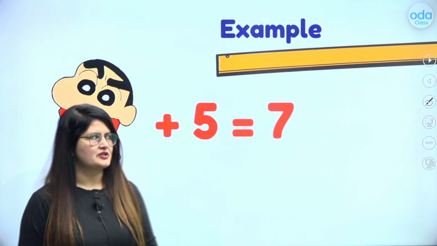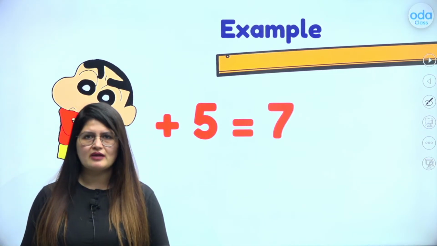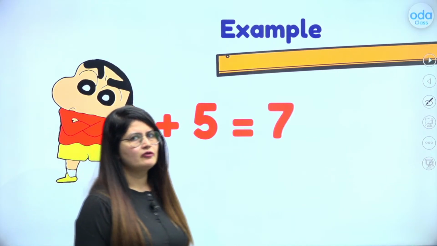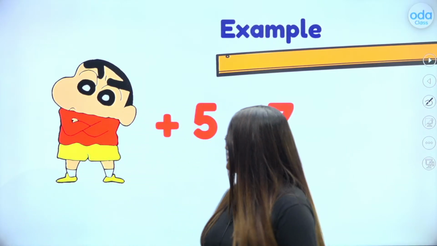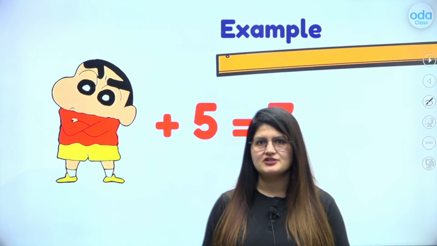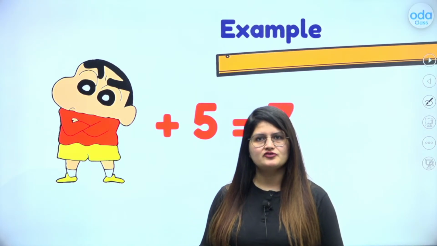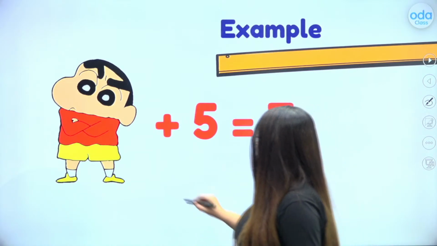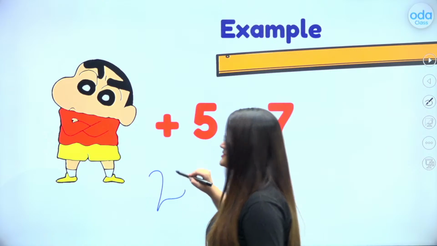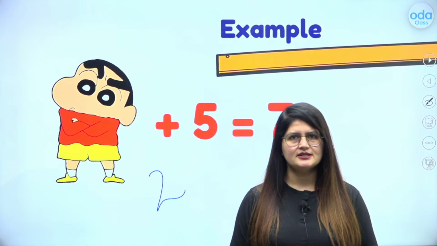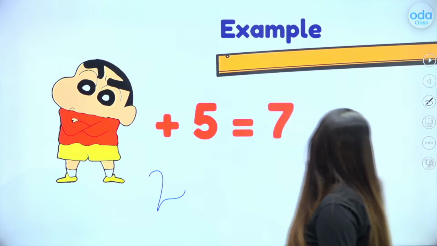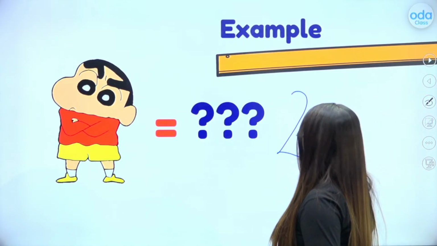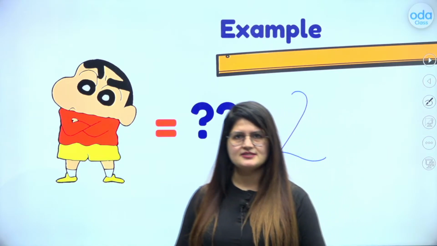No, it's not. Let's check for 1. Is 1 plus 5 equal to 7? No, 6 is not equal to 7. Then let me check for 2. 2 plus 5, is it equal to 7? Yes, that's right. So what did we get as the value of Shin-chan here? We got the value of Shin-chan as 2. So the value of Shin-chan is going to be equal to 2 here.